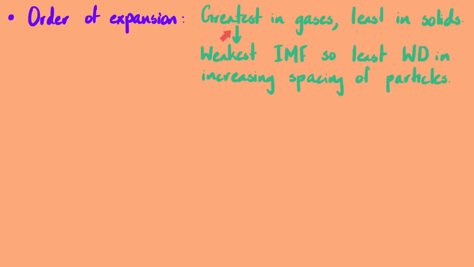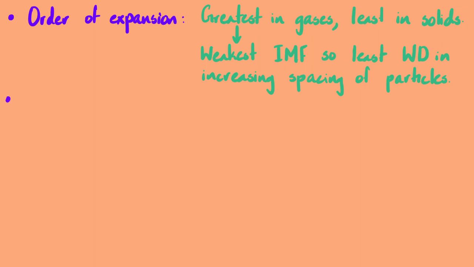So now we're on to the thermal properties of matter. Regarding this, something about the expansion is often asked, especially the order of expansion of all the states of matter. The expansion is greatest in gases, least in solids, and you'll often be asked reasons for this as well. In gases, the intermolecular forces, IMF means that, are the weakest, so you have to do the least work in increasing the spacing of particles.